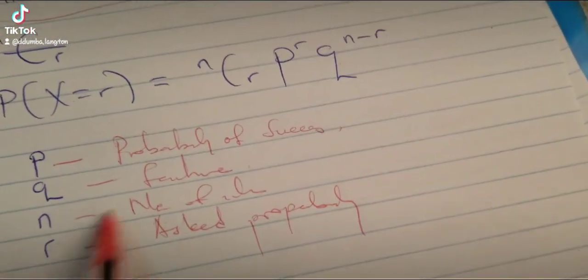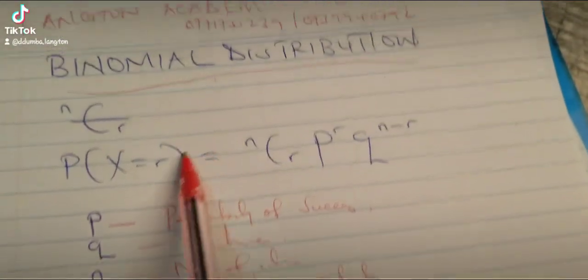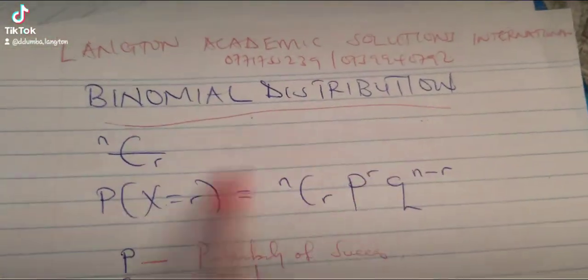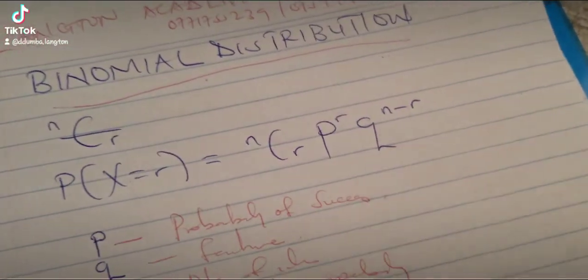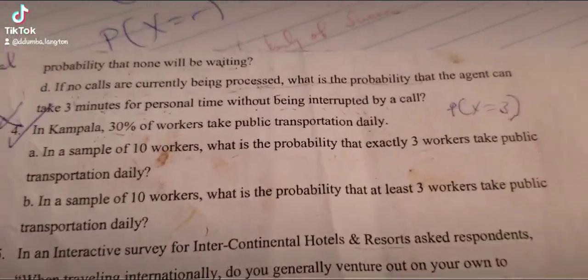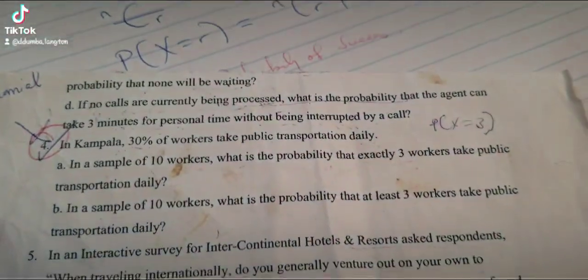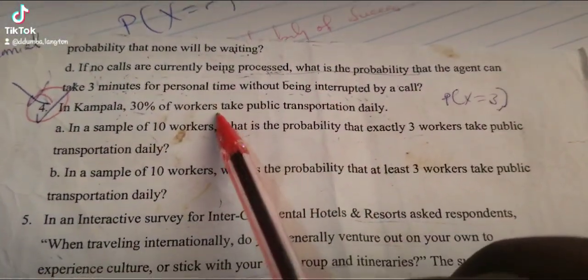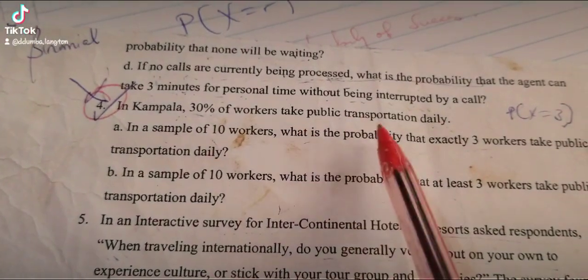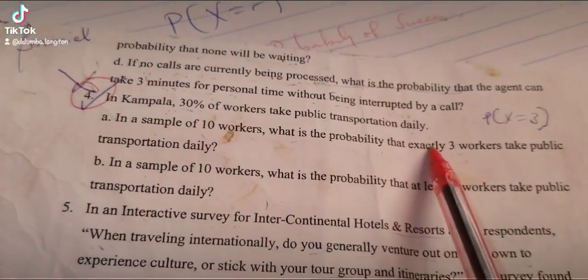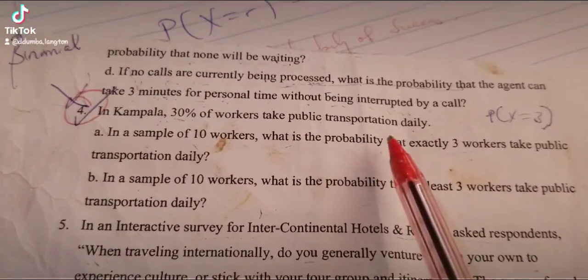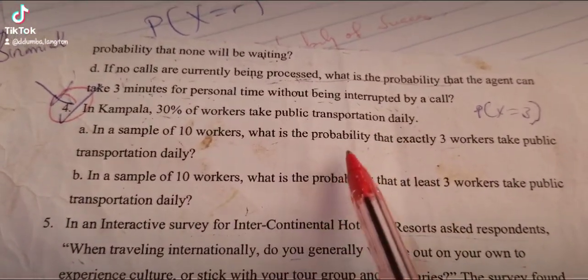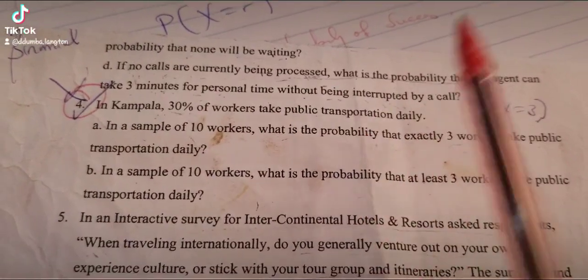So this is the general formula of the binomial distribution. So we shall understand better. Let's take a simple question. When you look at question 4, that question I've underlined, they are saying in Kampala 30% of the workers take public transport daily. In a sample of 10 workers, what's the probability that exactly 3 workers take public transport daily?